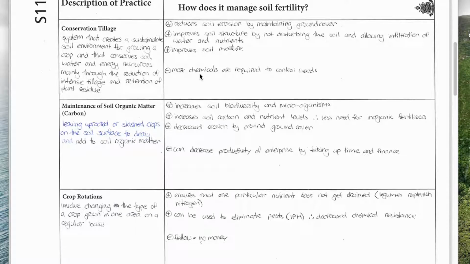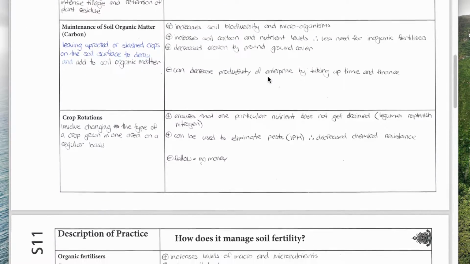On the other hand, you're going to use more chemicals. So often when you're doing conservation tillage, you'll spray herbicides such as Roundup afterwards to kill the remnants of a crop instead of actually ploughing. And so the downside is that there's going to be more chemicals used.